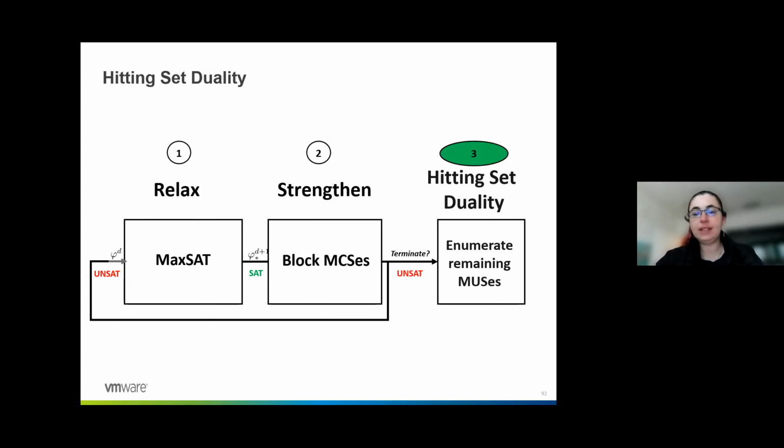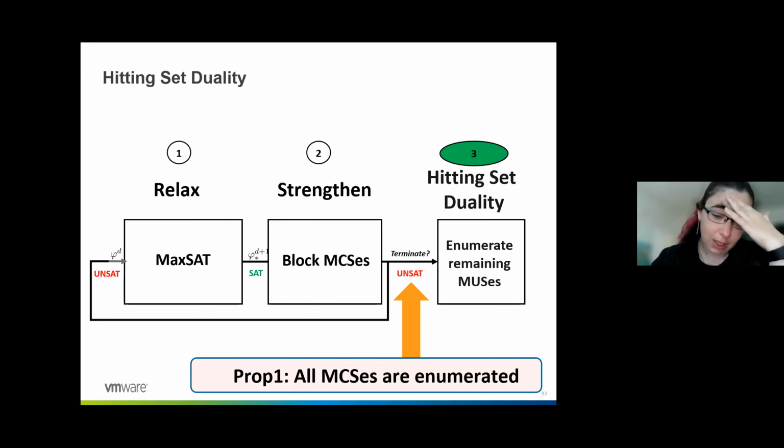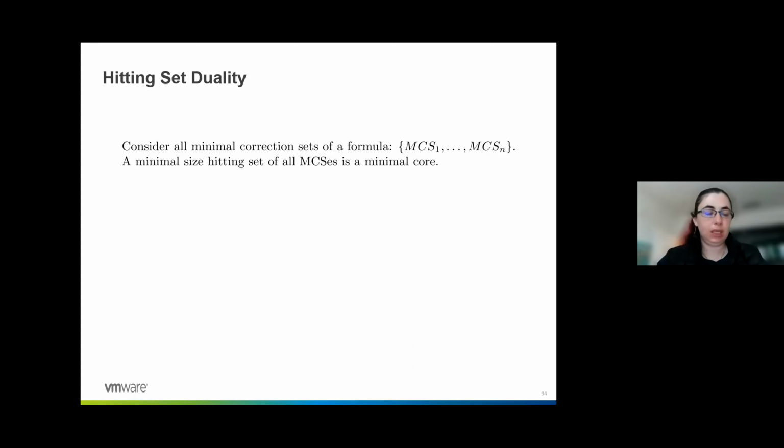So, okay, hitting set duality. Why are we doing it? It's exactly what we discussed with Jacob now. The moment you terminate, you guarantee that all minimal correction sets are enumerated. It was shown by Ja and co-authors in their paper. So all minimal correction sets are enumerated, but the framework we are using doesn't guarantee that all minimal cores are enumerated. So that's why we're using this hitting set duality.